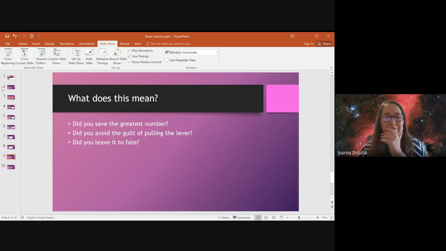So what does it mean? If you're saving the greatest number, what does that say about you? What type of thinker are you? So there is an ethical theory called utilitarianism, where you try to achieve the greatest good for the greatest number. So in this case, if you are saving the greatest number, even if that means killing one person, then that would be the right thing to do.